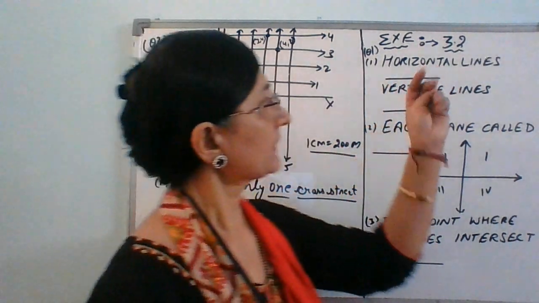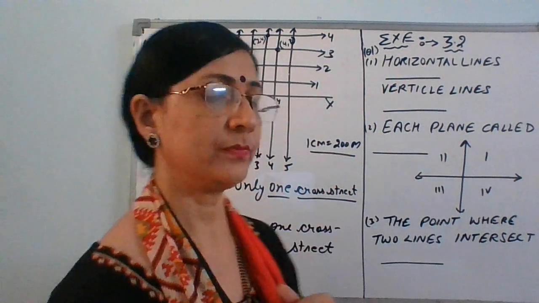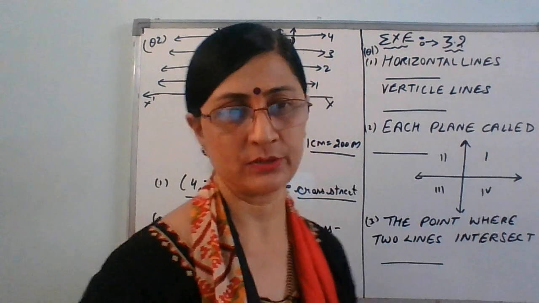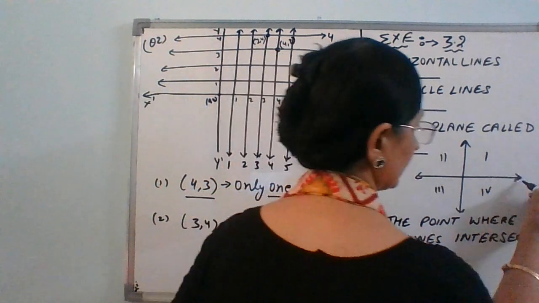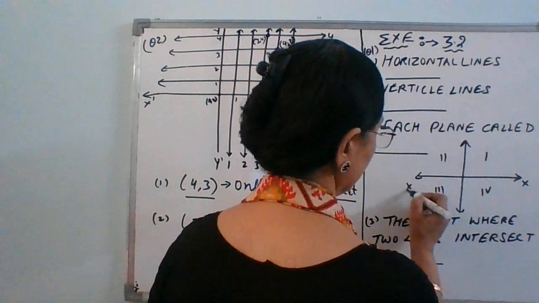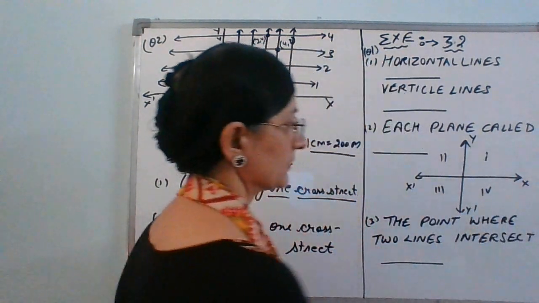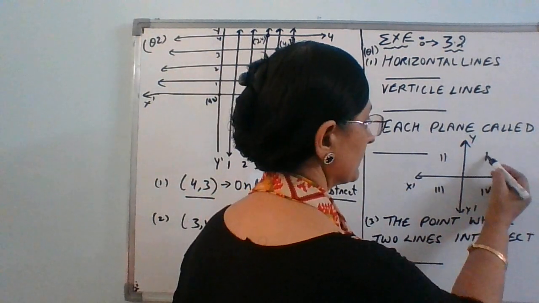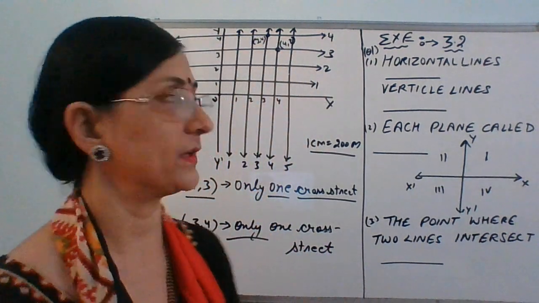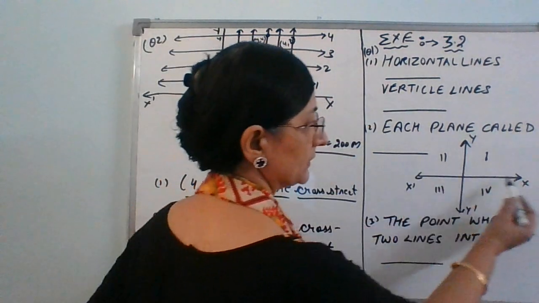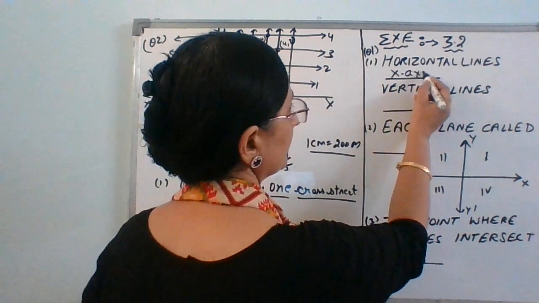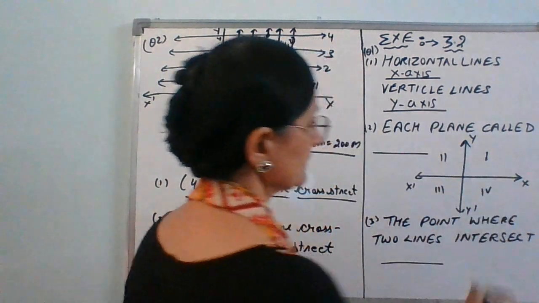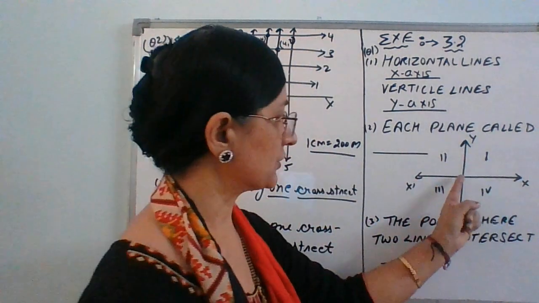Now the third, exercise 3.2 of NCERT, question number 1, right? We are supposed to tell here what the horizontal lines are called. So this is the x-axis, negative y and y-axis, right? So this is divided into 4 equal planes. First plane, second, third and fourth. We call them quadrants. So the horizontal lines are called the x-axis, right? And the vertical lines are called the y-axis. So the x-axis and y-axis are the axes which cross at the origin here, right?